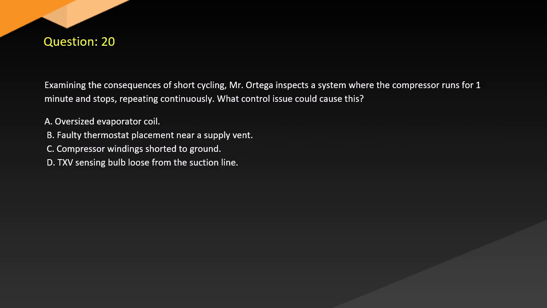Question 20. Examining the consequences of short cycling, Mr. Ortega inspects a system where the compressor runs for 1 minute and stops, repeating continuously. What control issue could cause this? A. Oversized evaporator coil. B. Faulty thermostat placement near a supply vent. C. Compressor windings shorted to ground. D. TXV sensing bulb loose from the suction line.